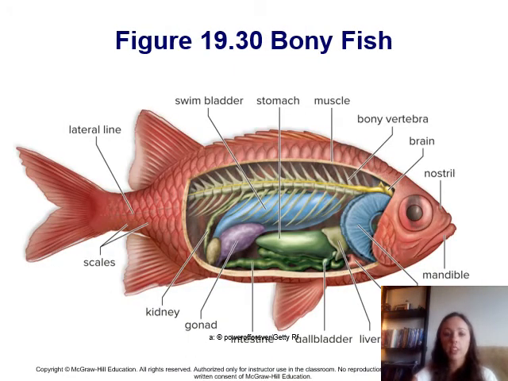So the swim bladder is going to be located above the other organs and just underneath the spine. So here is the swim bladder, above the other organs here and just below the spine. And the spine is just like ours. It's going to contain those different small pieces of bone called vertebrae. The scales of the fish, which you can think of as skin, will help protect the fish and prevent any water loss from the inside of their body.